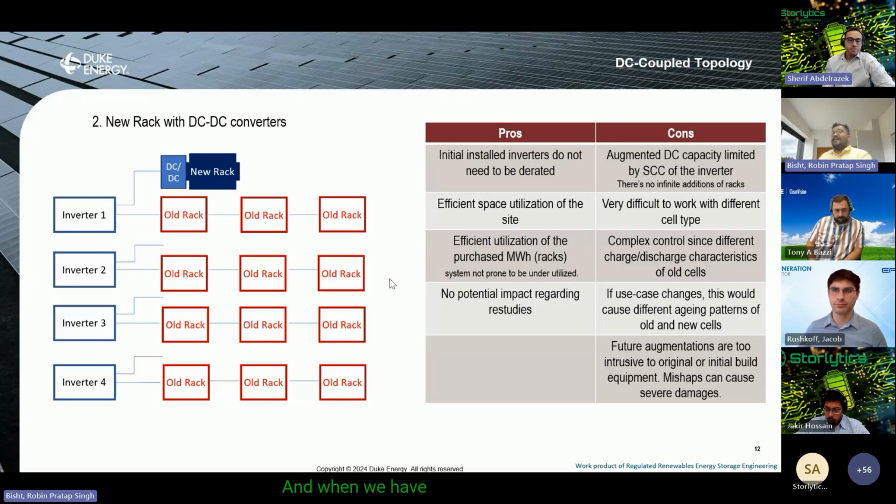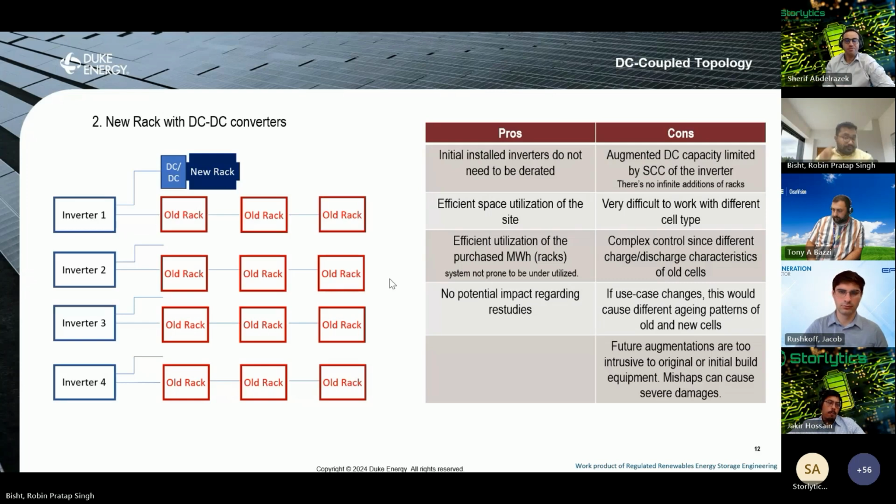And when we have asked whether they can give us the control philosophy for the DC-DC converter on how you would manage different charge and discharge currents and different voltages, that becomes challenging for most of them to give a concrete answer. So yeah, I agree with what you said, Sharif.